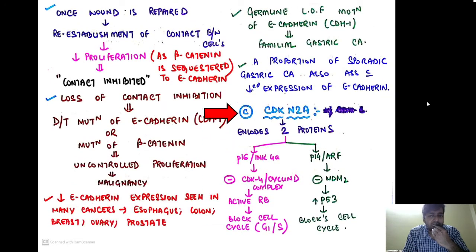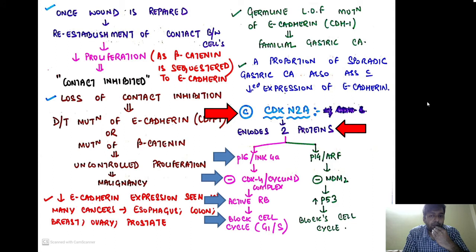Okay. The next tumor suppressor gene, that is CDKN2A, we have already read about it. CDKN2A encodes two proteins. One is the cyclin dependent kinase inhibitor, that is P16INK4A. This is causing inhibition of the CDK4 cyclin D complex. So once it is inhibited, the RB will be in hypophosphorylated state and that will be in active state. That is going to block the cell cycle. Particularly, it is going to enforce the G1S checkpoint. So the cell cycle will be stopped and proliferation will be halted.